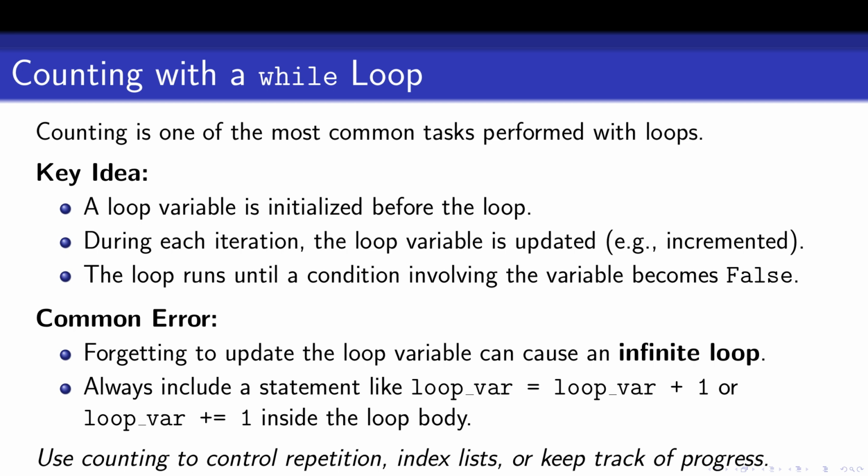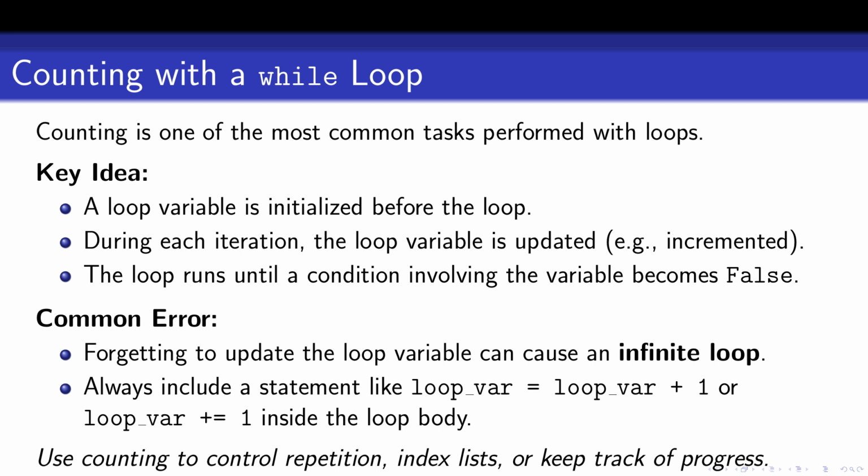Counting is one of the most fundamental tasks you can perform with a while loop. This slide explains the structure clearly. You initialize a loop variable before the loop, update it during each iteration, usually by incrementing it, and terminate the loop when the condition becomes false. Forgetting to update the loop variable is a common mistake that leads to infinite loops.